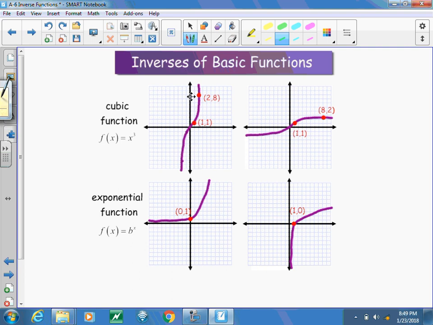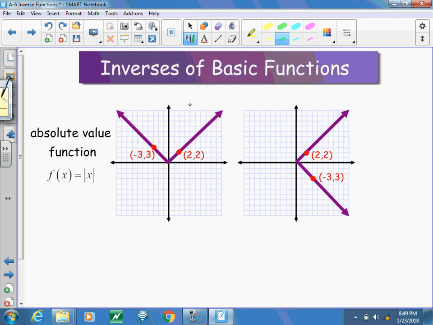Over on the other side here, we're going to take a look at the cubing function. That passes the vertical line test, and so does the inverse. And exponential growth, well, that passes the vertical line test as well as its inverse does.